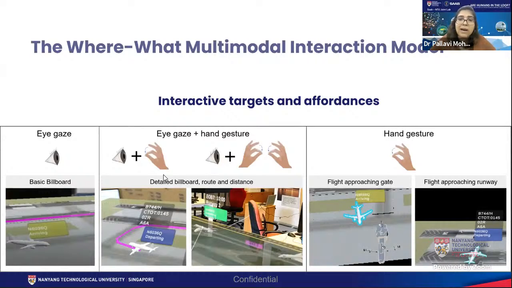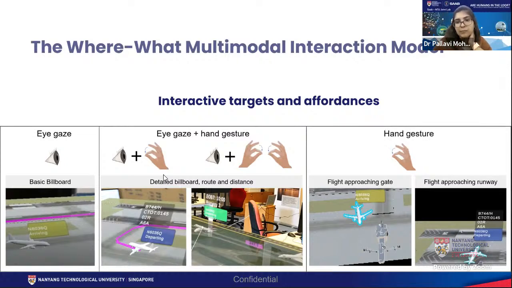The model was then mapped to interactive targets in our system: aircrafts, runways, and gates. So controllers can use a combination of eye gaze and hand gestures to perform a lot of different actions, as you can see in the picture here. Eye gaze calls upon the basic billboard of only the aircraft that you're looking at. A combination of eye and hand brings up the detailed billboard, route, and distance. Hand gesture alone on a gate or a runway highlights the relevant flight approaching the gate or the relevant flight approaching the runway.